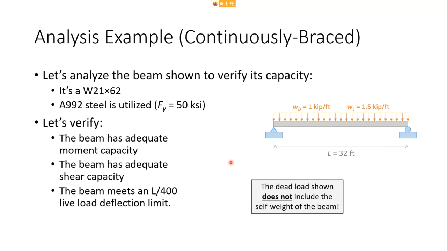All right. So we're going to look at this beam, and we're just going to verify its entire capacity. We're going to assume it's continuously braced. It's 32 feet long. Now, right here, the dead load shown does not include the self weight of the beam. We're going to have to account for that. So just want to make sure everybody's clear on that. All right. So let me stop sharing.